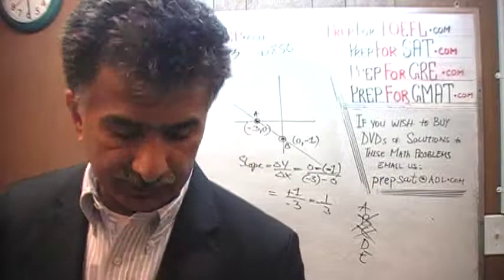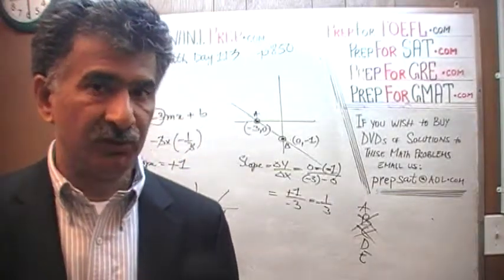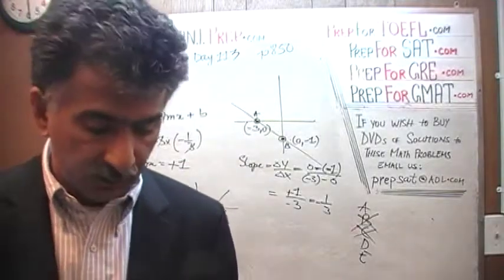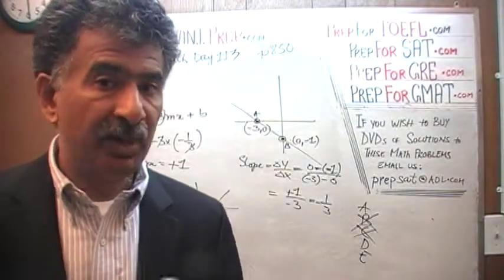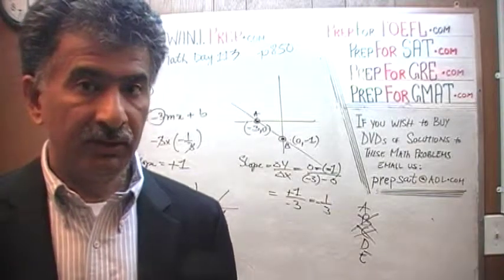What is wrong with A is that it is positively sloped, but the slope is not 3 times as much. The original slope was -1/3. The slope in answer choice A is +1/3. It's not 3 times as much. 3 times 1/3 is 1.